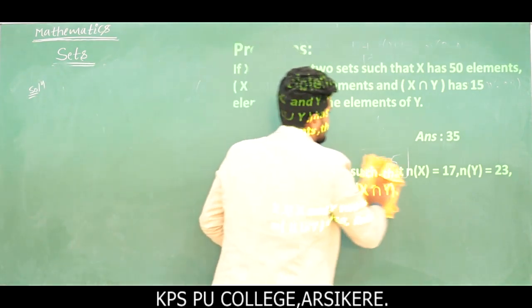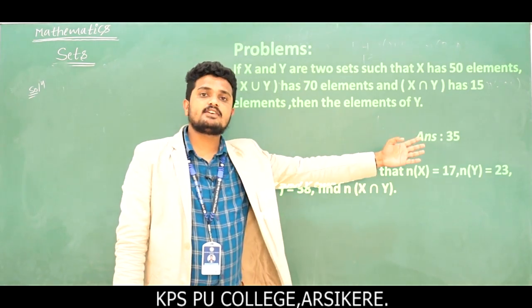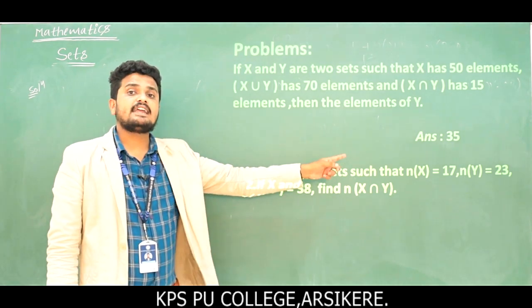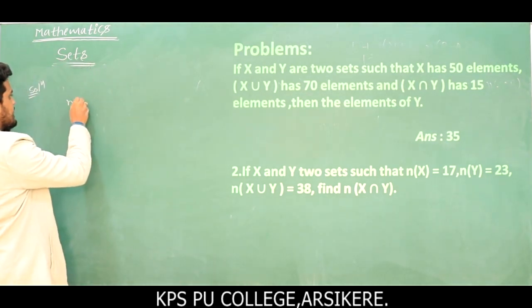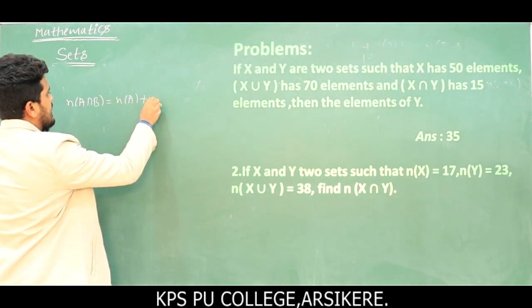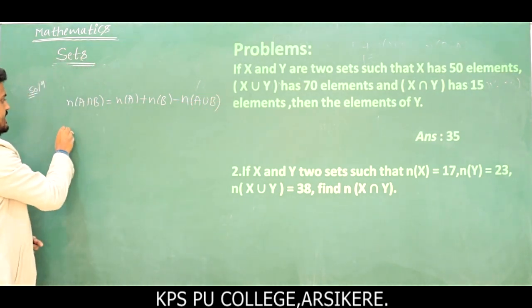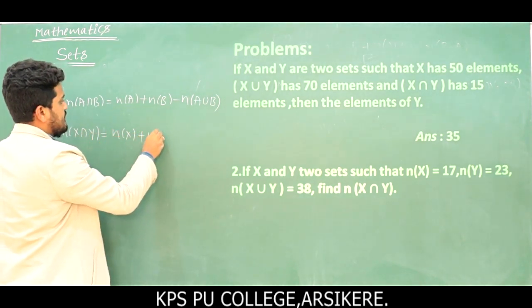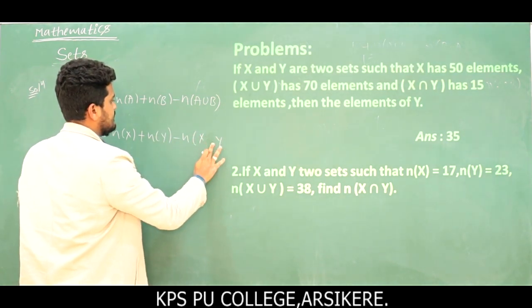So x and y are two sets such that, here they have directly given n of x is equal to 17, n of y is equal to 23, n of x union y is equal to 38. Find n of x intersection y. You already know the formula: n of a intersection b is equal to n of a plus n of b minus n of a union b. Here n of x intersection y can be written as n of x plus n of y minus n of x union y.